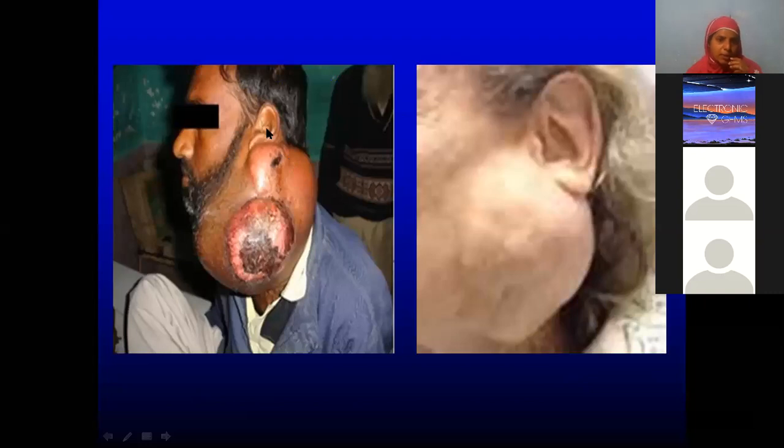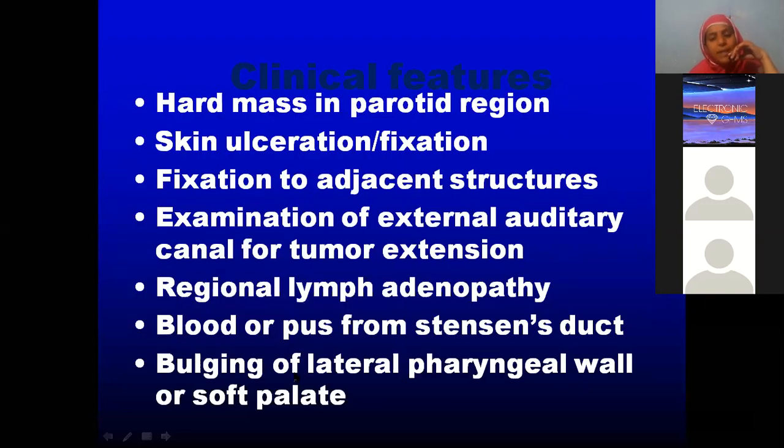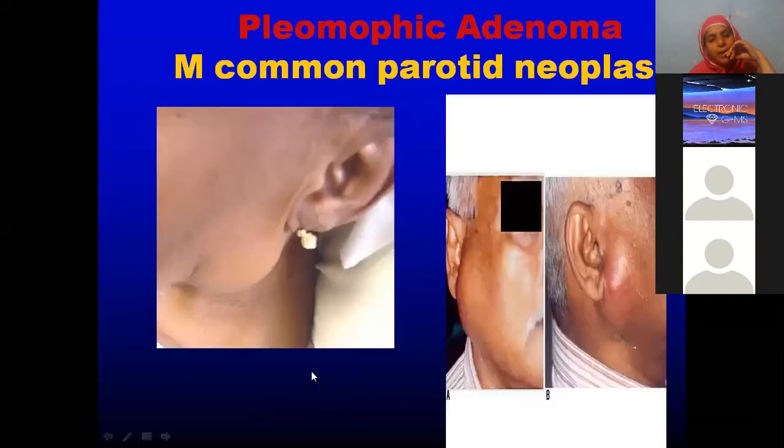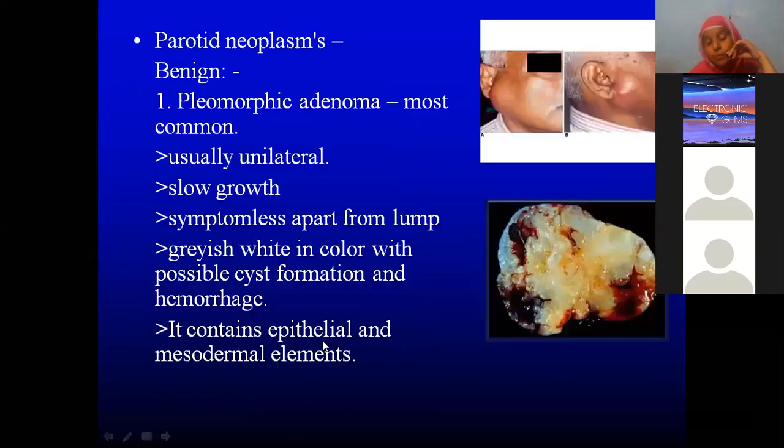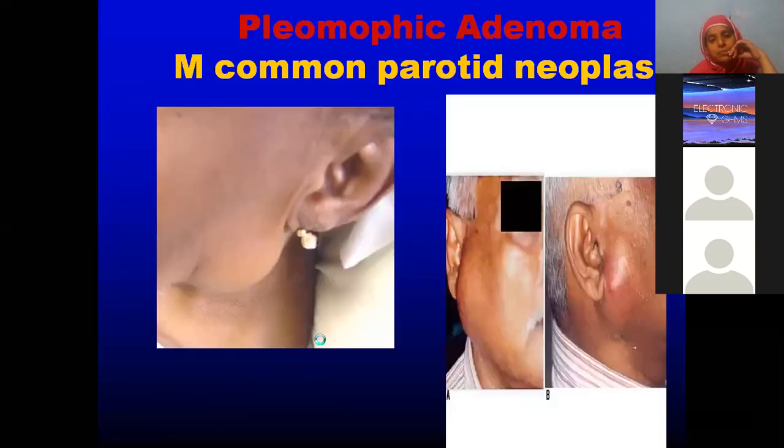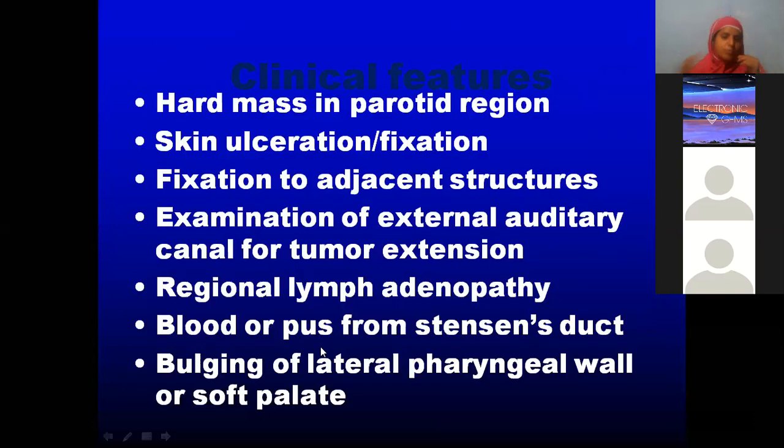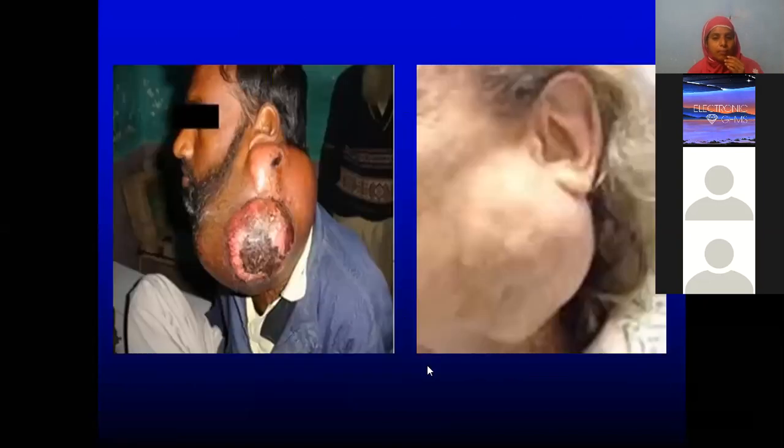Ma'am, you said something about the palate. Anteromedially it is related to the palate, no? Yes, ma'am. When you recollect the relations, obviously if the growth is on the medial side, it means the parotid gland is growing and touching the soft palate and lateral pharyngeal wall. Such big tumors here.